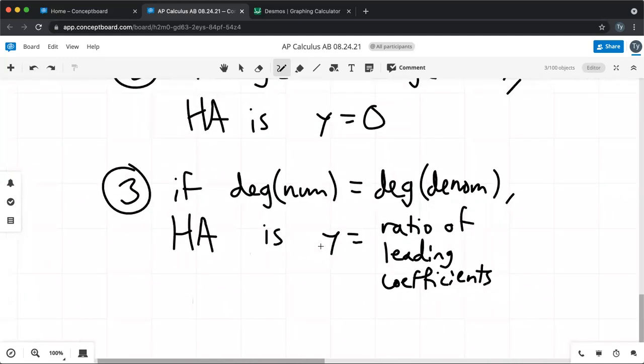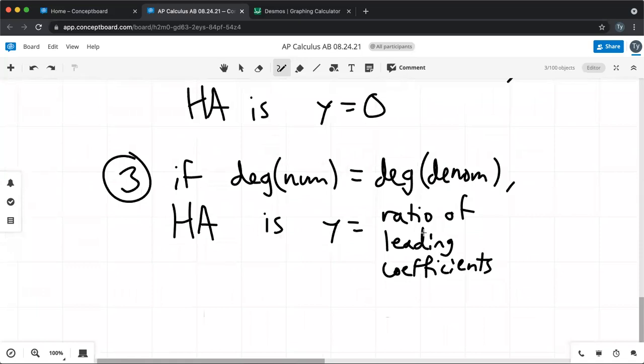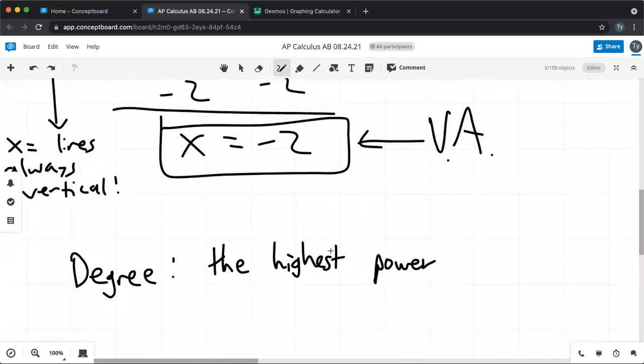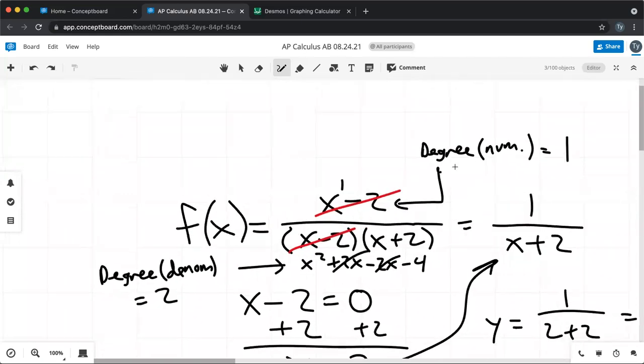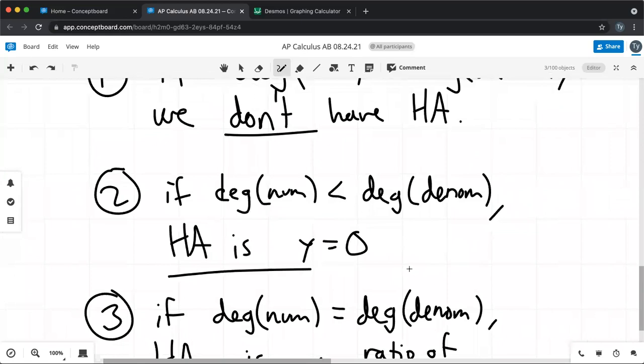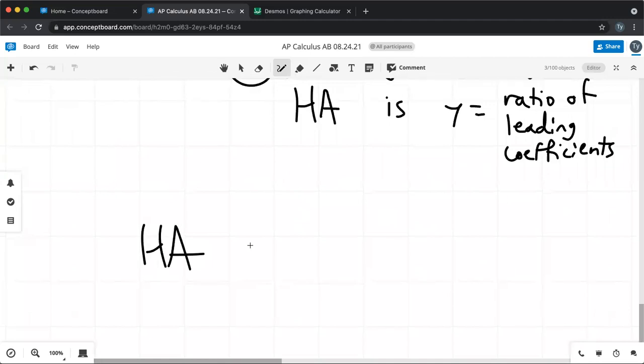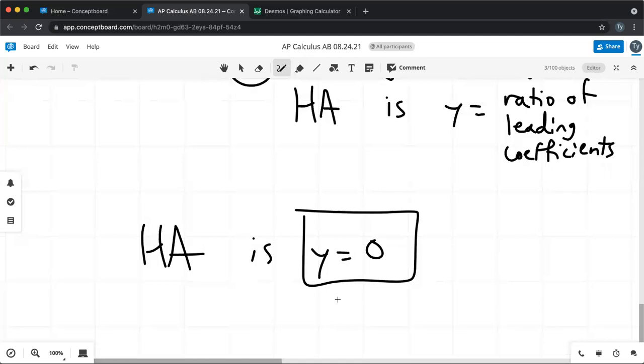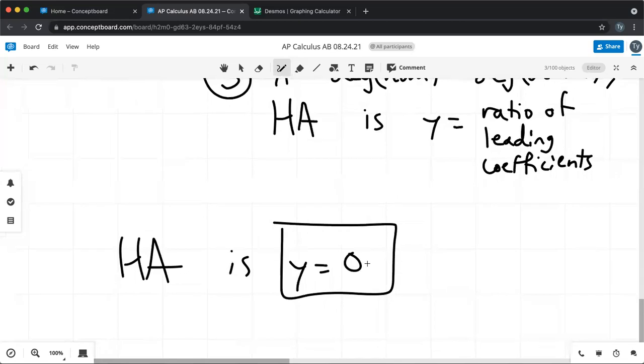Okay, but we're not doing that, right? Because the degrees aren't equal. So we don't want the ratio of leading coefficients, right? The degree of the numerator here is 1. The degree of the denominator is 2. So the degree of the numerator is less than the degree of the denominator. And in that case, our horizontal asymptote is y equals 0. And just like for vertical asymptotes where you need the x equals part, you absolutely need the y equals part here, okay? Otherwise, we just have a number. That doesn't tell us much. We need a line. That's where this y equals bit comes in, okay?